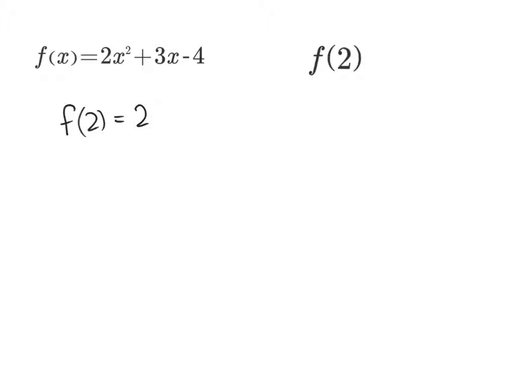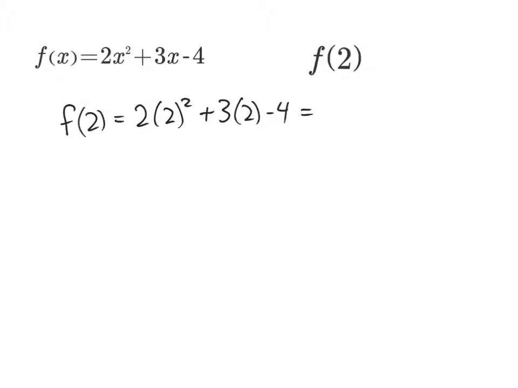So I get 2 multiplied by 2. And when I input stuff, I'm going to put parentheses just in case, and I don't want to make a mistake, so I'm going to put parentheses every time. So I have 2 multiplied by x, which is now 2, squared, plus 3 multiplied by x, which is now 2 again, minus 4. So every time I see an x, I'm going to replace it with a 2.